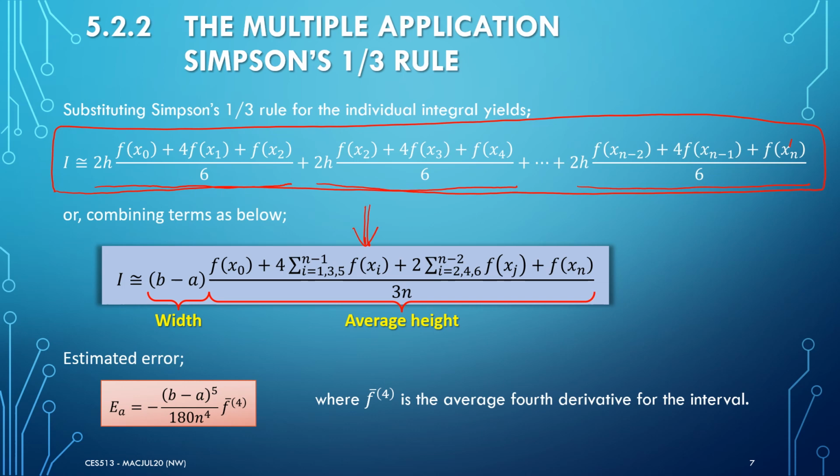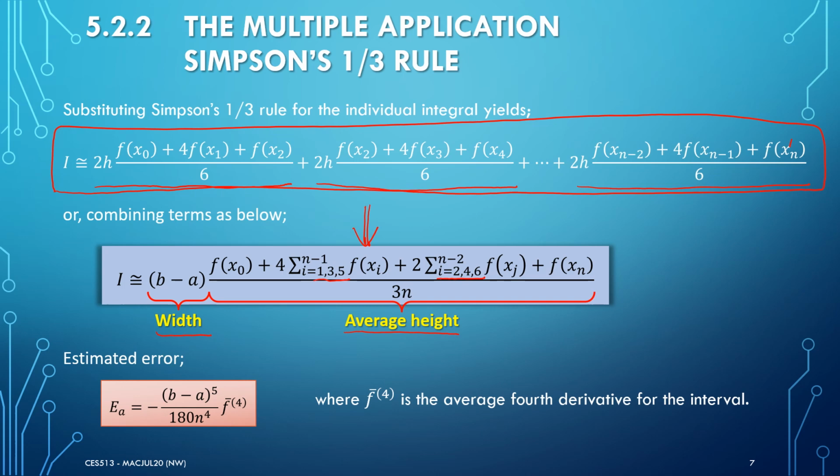So the general equation for the integration for multiple application of Simpson's rule equals b minus a, which is the width of the segments, multiplied by f(x0) plus 4 times the function at the odd points, which is 1, 3, 5 and so on, and then plus 2 multiplied by the function at the even points, and plus f(xn), divided by 3 multiplied by the number of segments. So all that is the average height of all the segments.